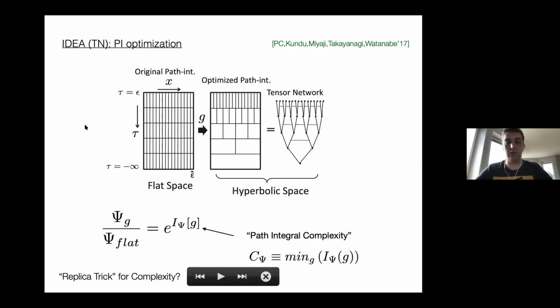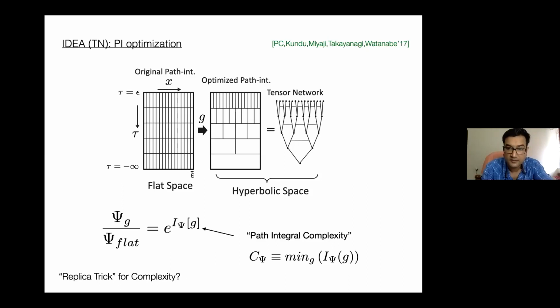But coming back to the complexity story, the way we define this path integral complexity is by taking the ratio of the wave function computed in the non-trivial background to the wave function computed in the flat background. And we claim that this is generically given by the exponent of some functional of the metric that we then optimize with fixed boundary conditions over possible choices of G. After we optimize this functional, we define the path integral complexity as the minimal value of this I_psi of G for a particular state. This was our proposal and the definition.